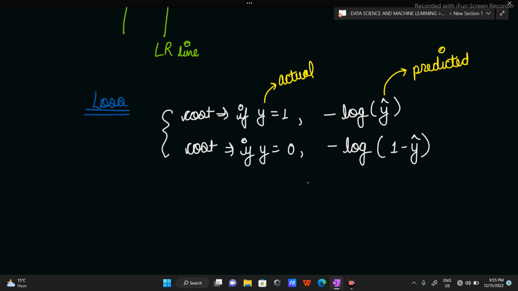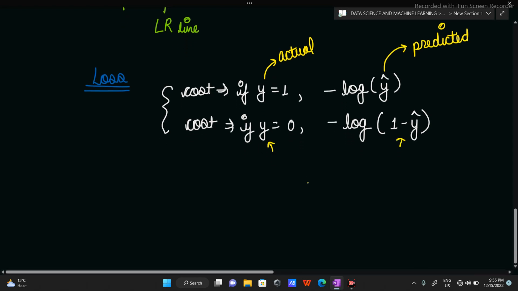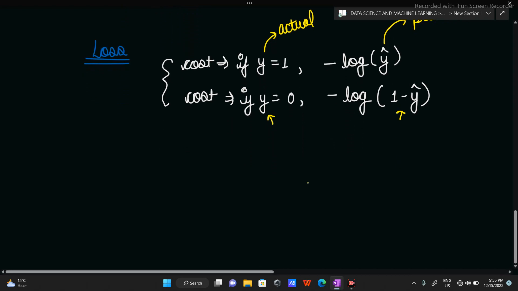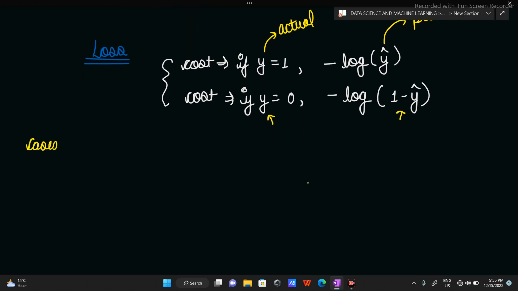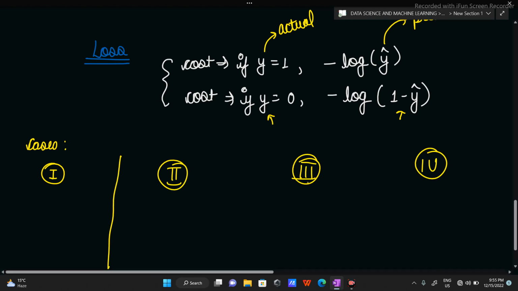Okay, same for this y and this y hat. Now let me tell you how this is happening. So we'll have four cases. There will be case 1, case 2, case 3, and case 4. Okay, I have four cases.